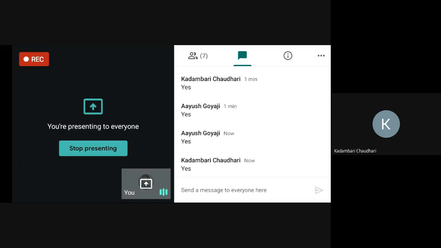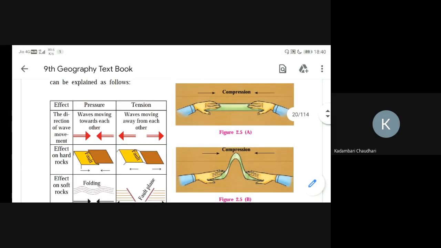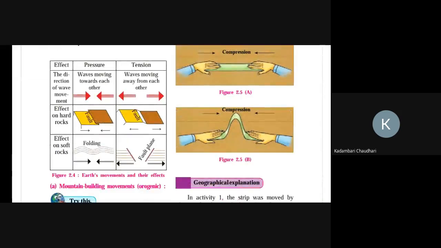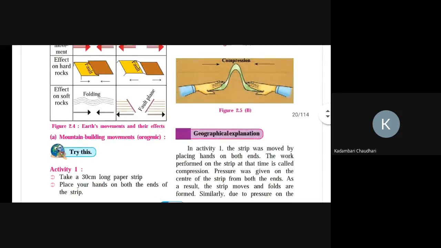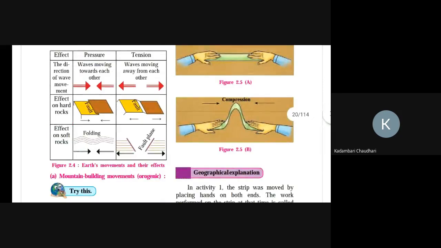Okay. Now, in figure A, what are we doing? We are pushing them towards each other. आपण त्यांना एकमेकांकडे ढकलतो. And in the second figure, you can see what will happen. There will be elevation. Okay, बघू शकता इथे एक सेंटरला elevation तयार झाले. So that elevation is nothing but the mountain. Now this is the process of formation of a mountain.